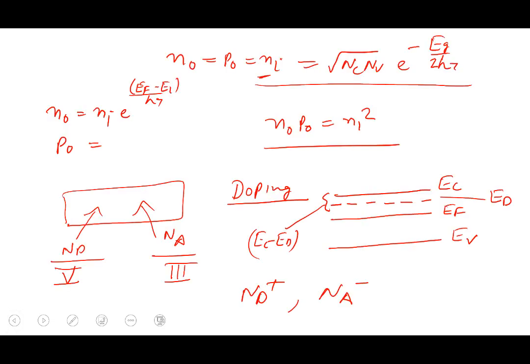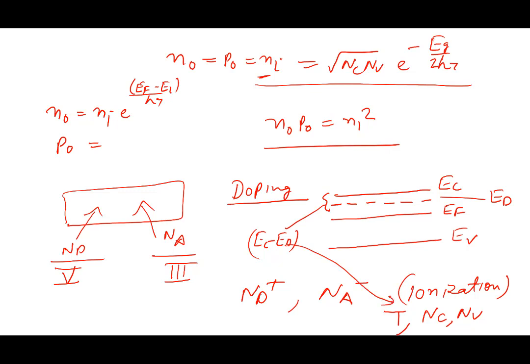So EC minus ED and all those things have implications: how many donors I can add and still get ionization. Ionization is important and it is temperature dependent. As we discussed in one of the lectures, it depends not only on temperature but also on NC and NV and on this EC minus ED. So EC minus ED, temperature, NC, NV, these all decide whether my donors are ionized or not. Okay, so that part is there.